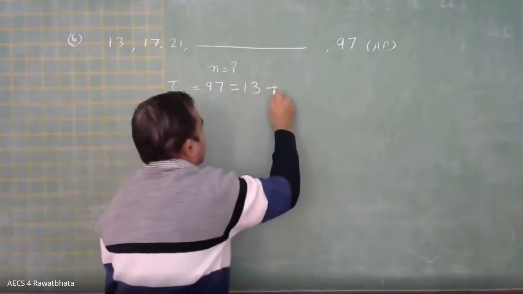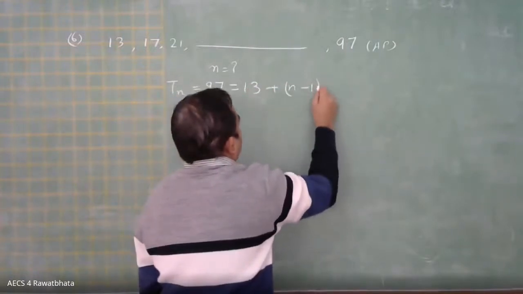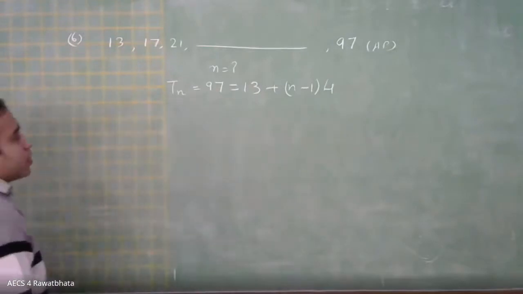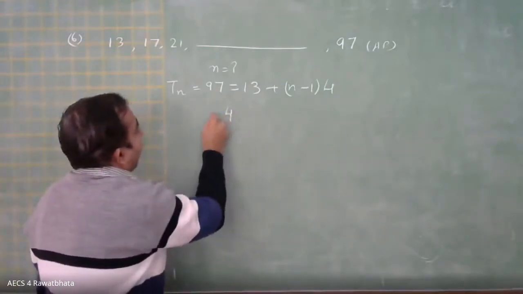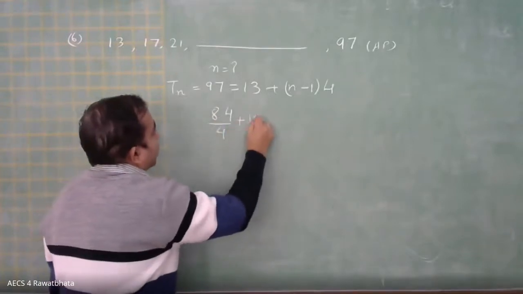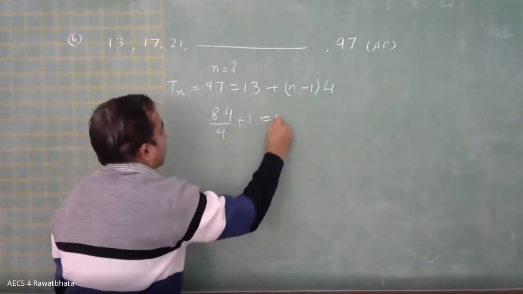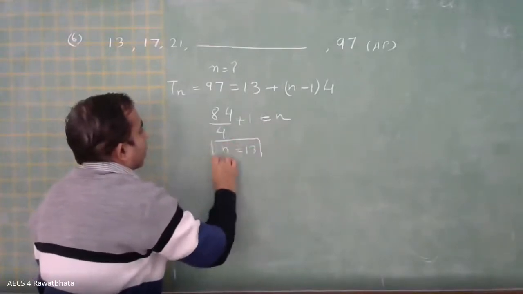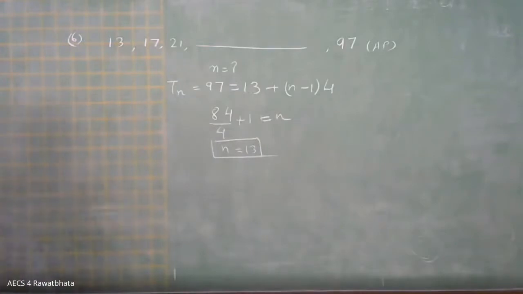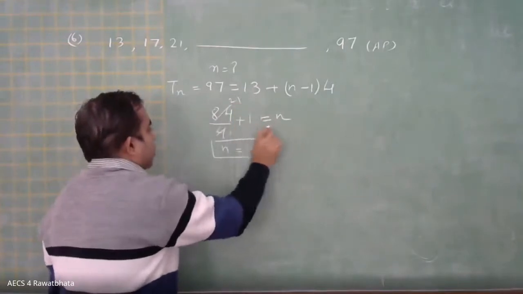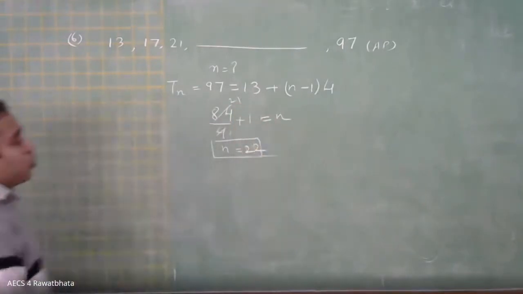A plus n minus 1 into d. d here is 4. 97 minus 13, 84 by 4 plus 1 equals n. So n equals 13. 12 sevens are 84. No, I made a mistake, it should be 22. 22 it should be.